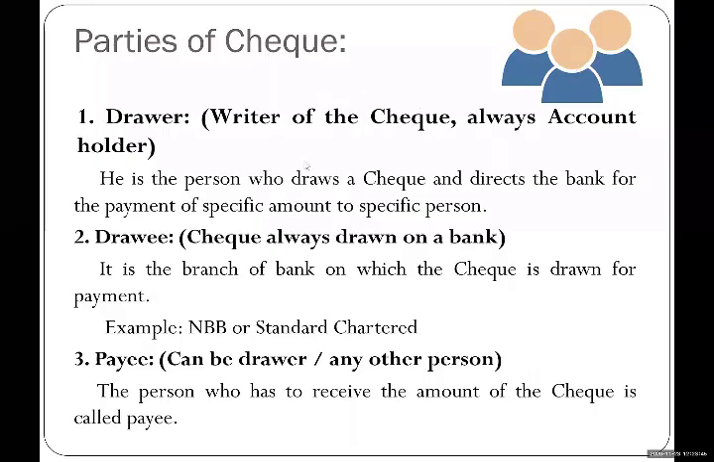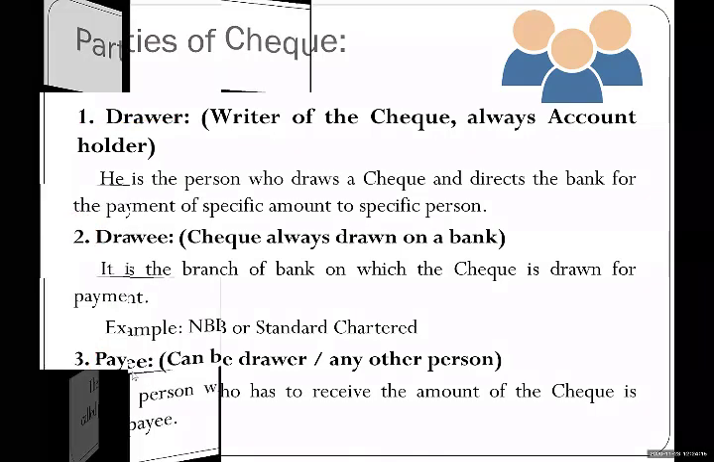Okay, second year commerce. In the last class, we discussed the parties of a check. Mainly, there are three parties of a check. Number one is a drawer, drawee, and payee. Drawer is an account holder who writes the check. Drawee is a bank who is going to pay the amount. And payee is the beneficiary in whose favor the check has been written. He is the person who will receive the amount.